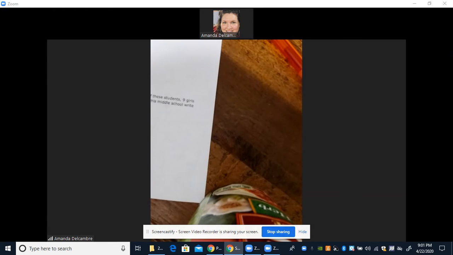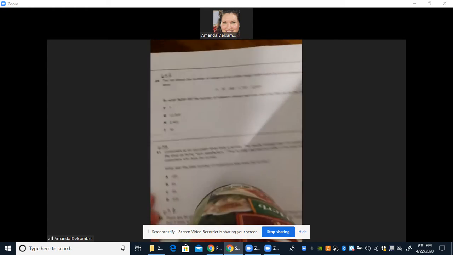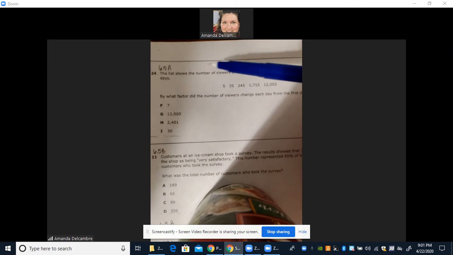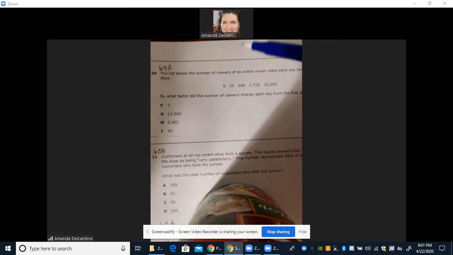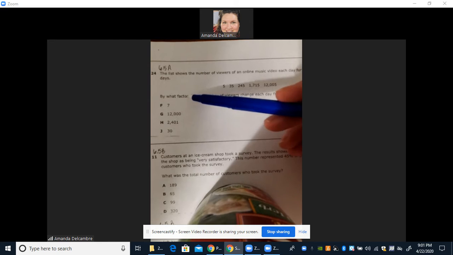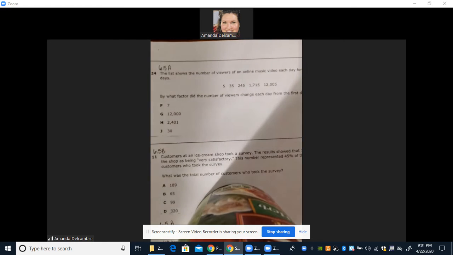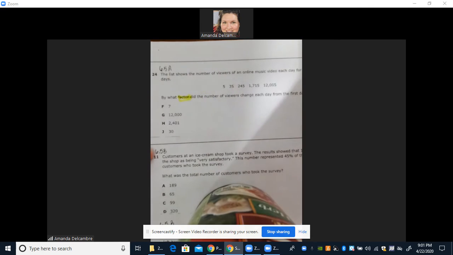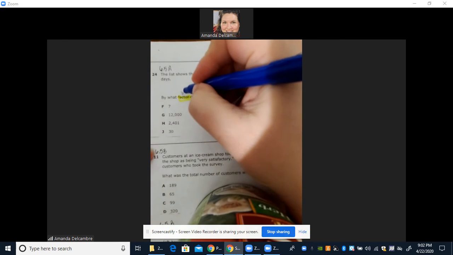Let's look at number 24. You've seen number 24 before because it's been a test question several times, and also it's been on a 9 weeks assessment. The list shows a number of viewers on an online music video each day for 5 consecutive days. By what factor did the number of viewers change each day from the first day to the 5th day? So there's a key word in there, factor. And we're dealing with factors, multiplication.